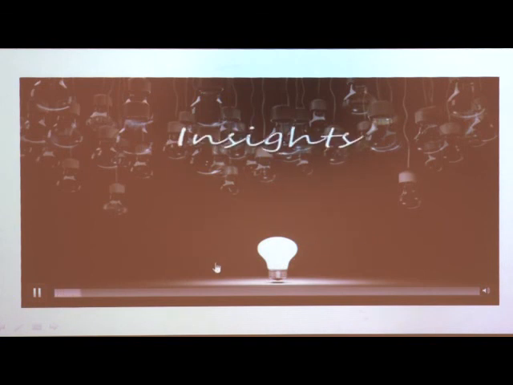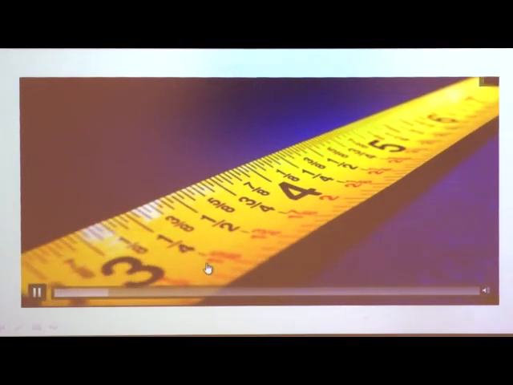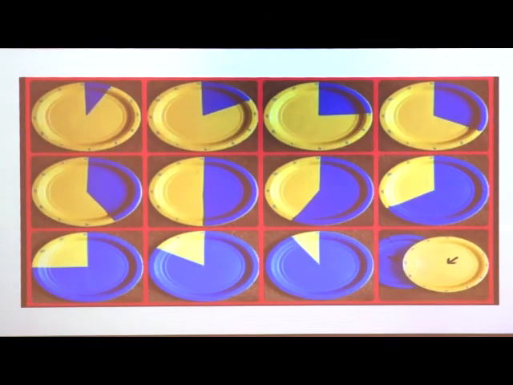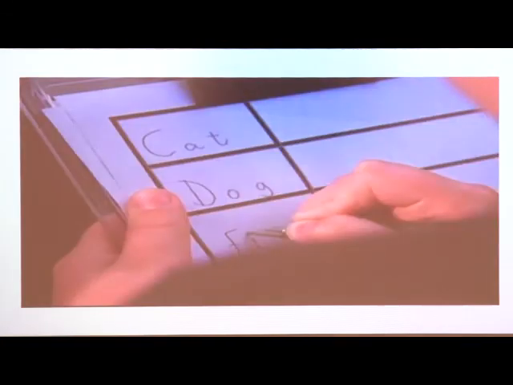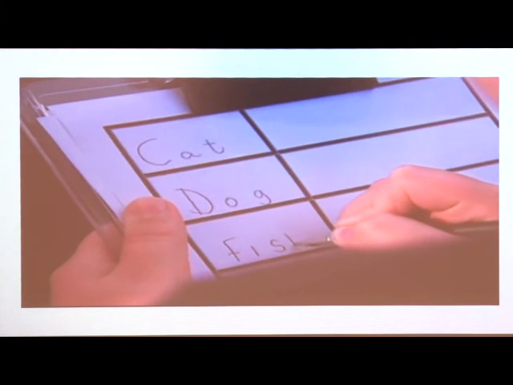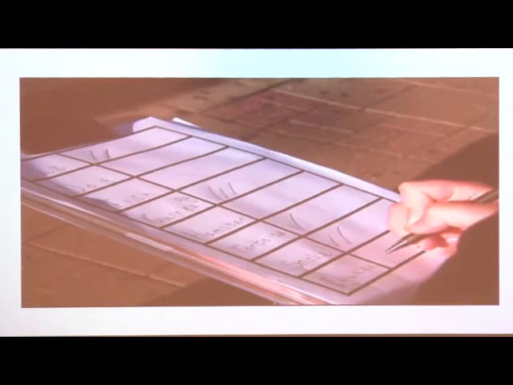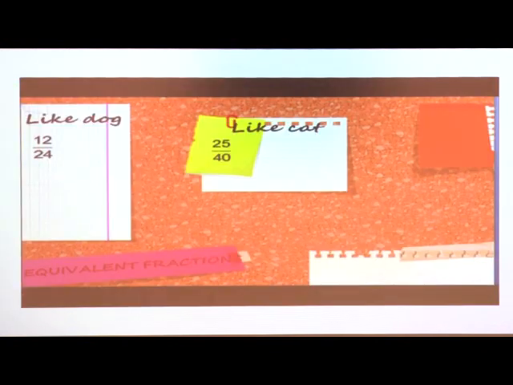Insights. We often come across fractions in our day-to-day life. Let's analyze the given situation. A group of students conducted surveys on favorite pets, and they found in the first survey that 12 out of 24 people like dog as their favorite pet, and in the second survey 25 out of 40 people like cat as their favorite pet. Can you write equivalent fractions for the resulting fractions in both the surveys?